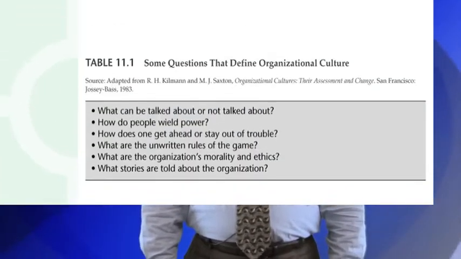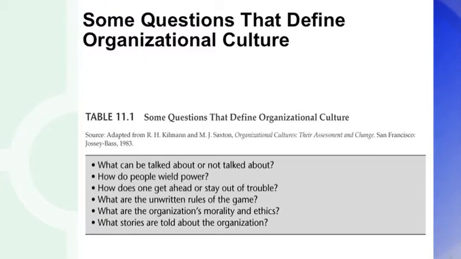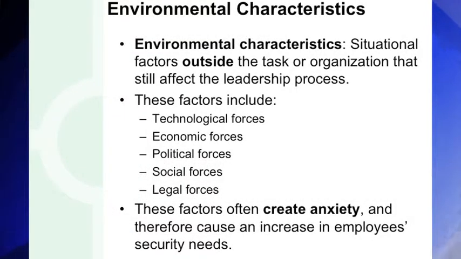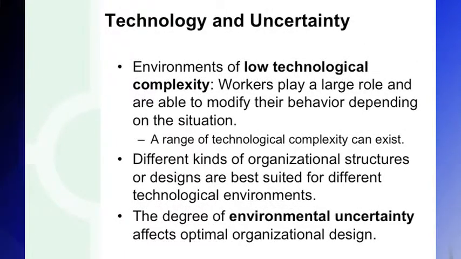Table 11.1 goes into questions that define culture and its characteristics. As the chapter moves on, it talks about environmental impacts and environmental characteristics. We've talked about these, so I don't think we need to go into a lot more. We've talked about technology and uncertainty, and the rate of technology change and how that produces uncertainty in the environment. What needs to be emphasized again about increasing levels of uncertainty is you can look at the increasing levels of uncertainty as a leader as opportunities or threats. So the degree of environmental uncertainty affects optimal organization design. And what that means is that with greater uncertainty, we may want to go back and take a look at how we've designed those organizations.